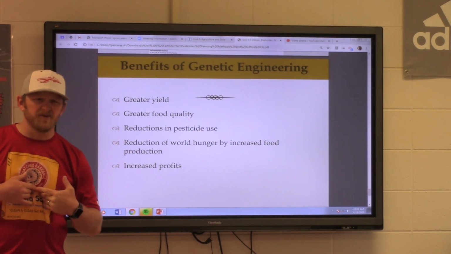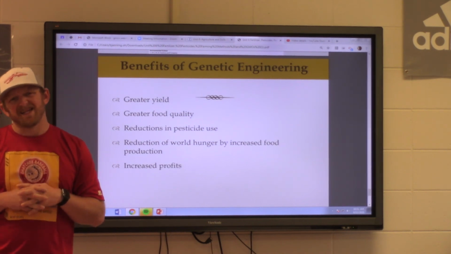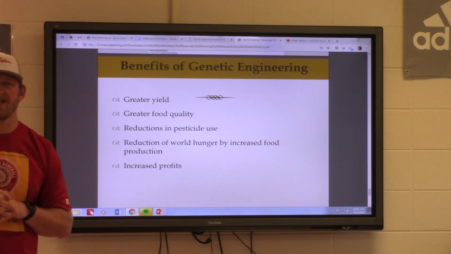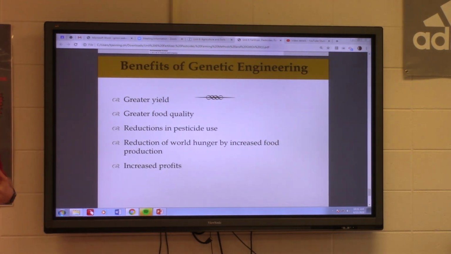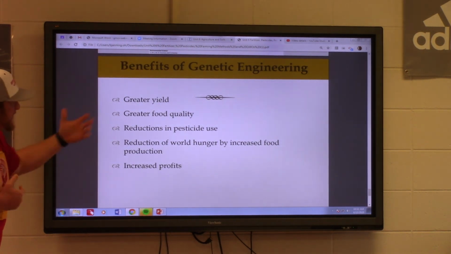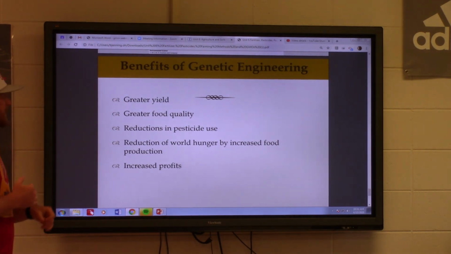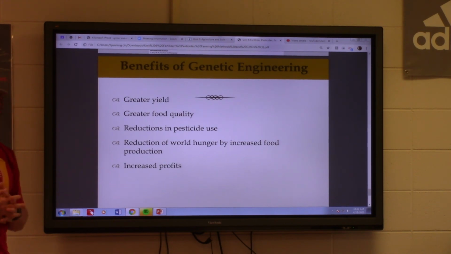You do see people that try to talk about the crossbreeding, and that's really the bigger issue. Sometimes people say we don't know what's happening when we're doing the crossbreeding, how it's going to affect us humans and our health. But with genetic engineering, we get greater yields, we get greater food quality, we get reductions in pesticide use, we get reduction in world hunger, and we get increased profits.